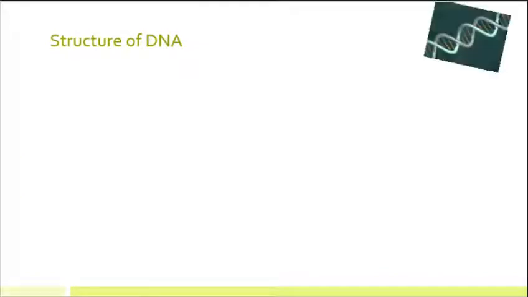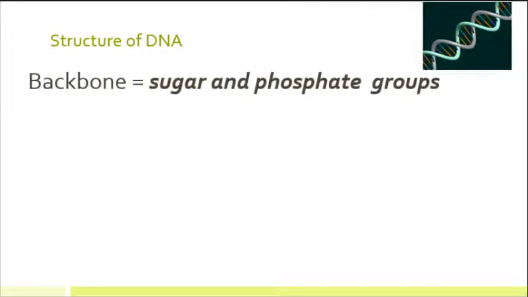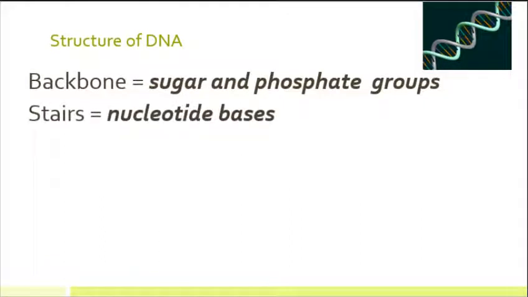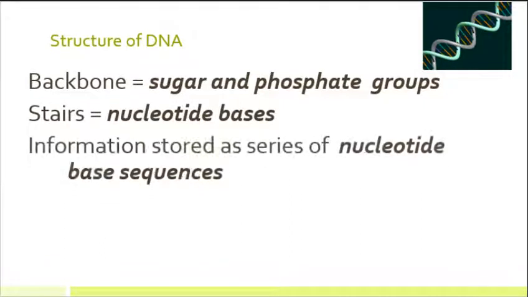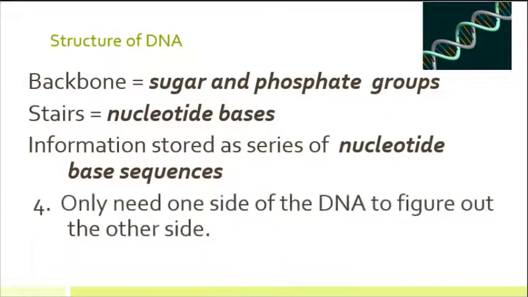Let's see what I got here. Here we go. Our structure of DNA. The backbone is sugar and phosphate. The steps are nucleotide bases. The information is stored as a series of nucleotide bases, and we only need one side. I believe your book says this. We only need one side of the DNA to figure out the other side. It's like a little puzzle that we're going to answer.